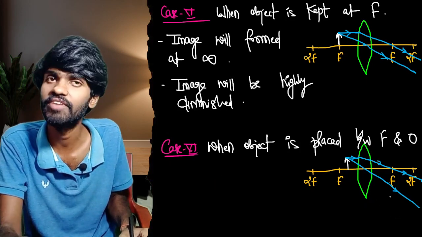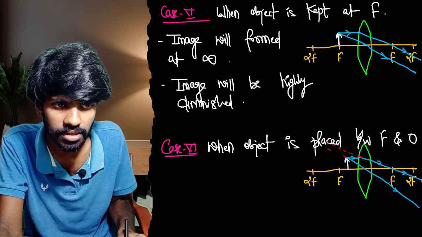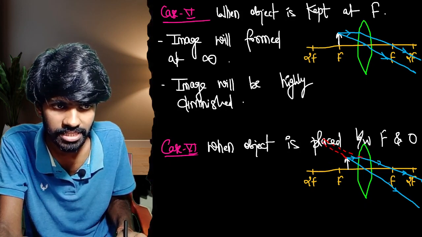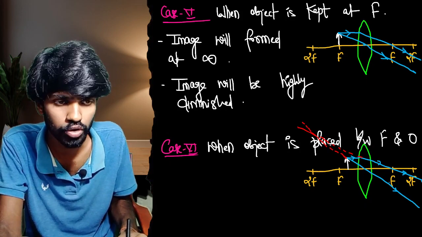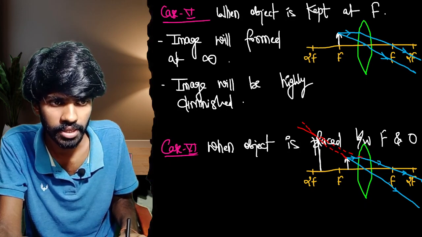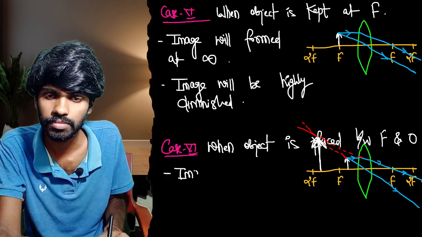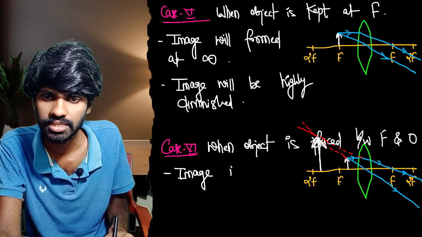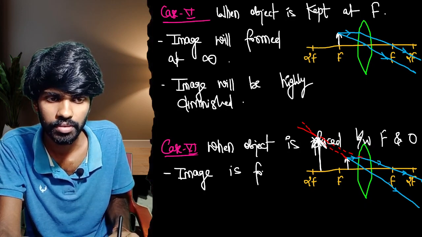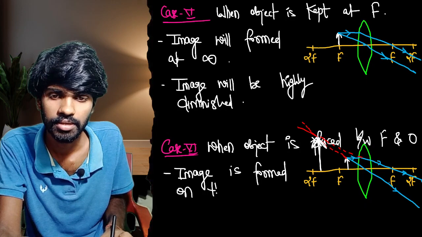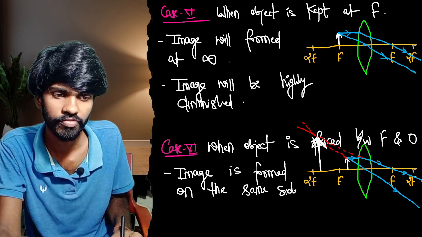So on this side they will never meet. So where will they meet? If you extend the rays in this direction, you will see that these rays appear to meet on this side of the lens. So you can also draw here. Okay, here they will meet. So you can write: image is formed on the same side of the object.